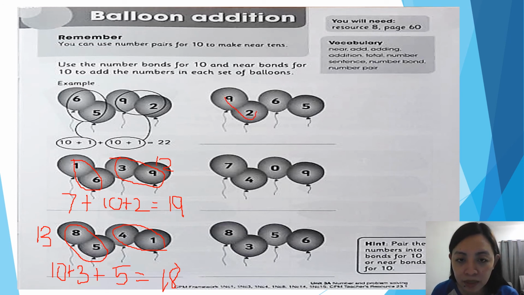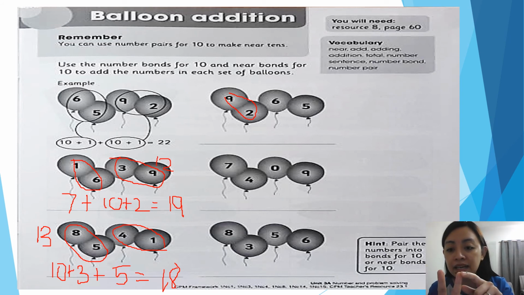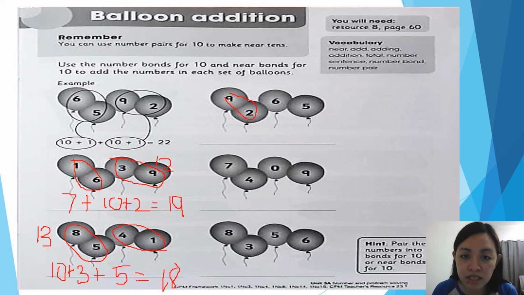9 and 2. Let's add. 9, let's continue counting. 9, 10, 11. So since 11 is more than 10, let's divide it into tens and ones. So 11 is 10 plus 1. Now, let's go to the next pair. 6 and 5. 6 and 5 is equal to 11. So same. Plus 10 plus 1. So 11, we put the tens and then the ones.